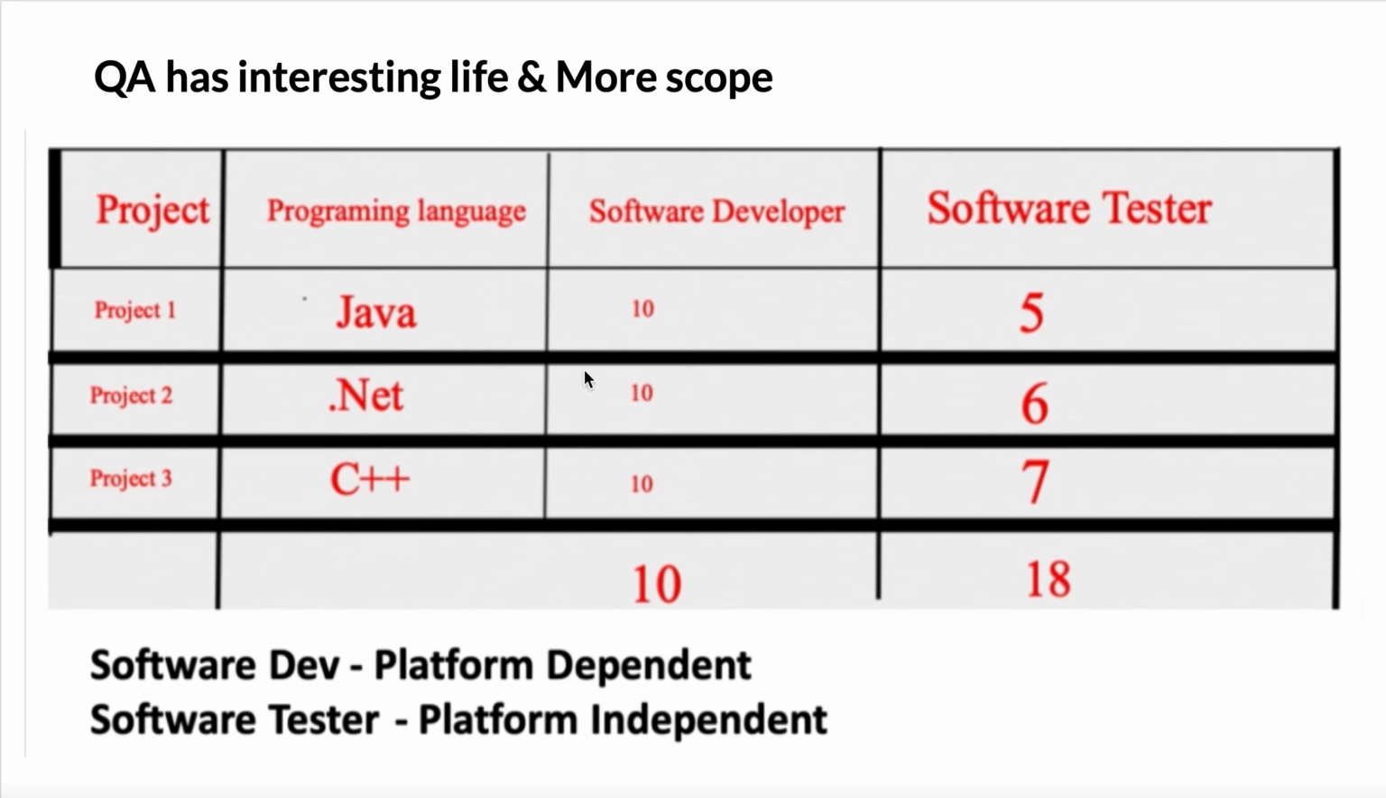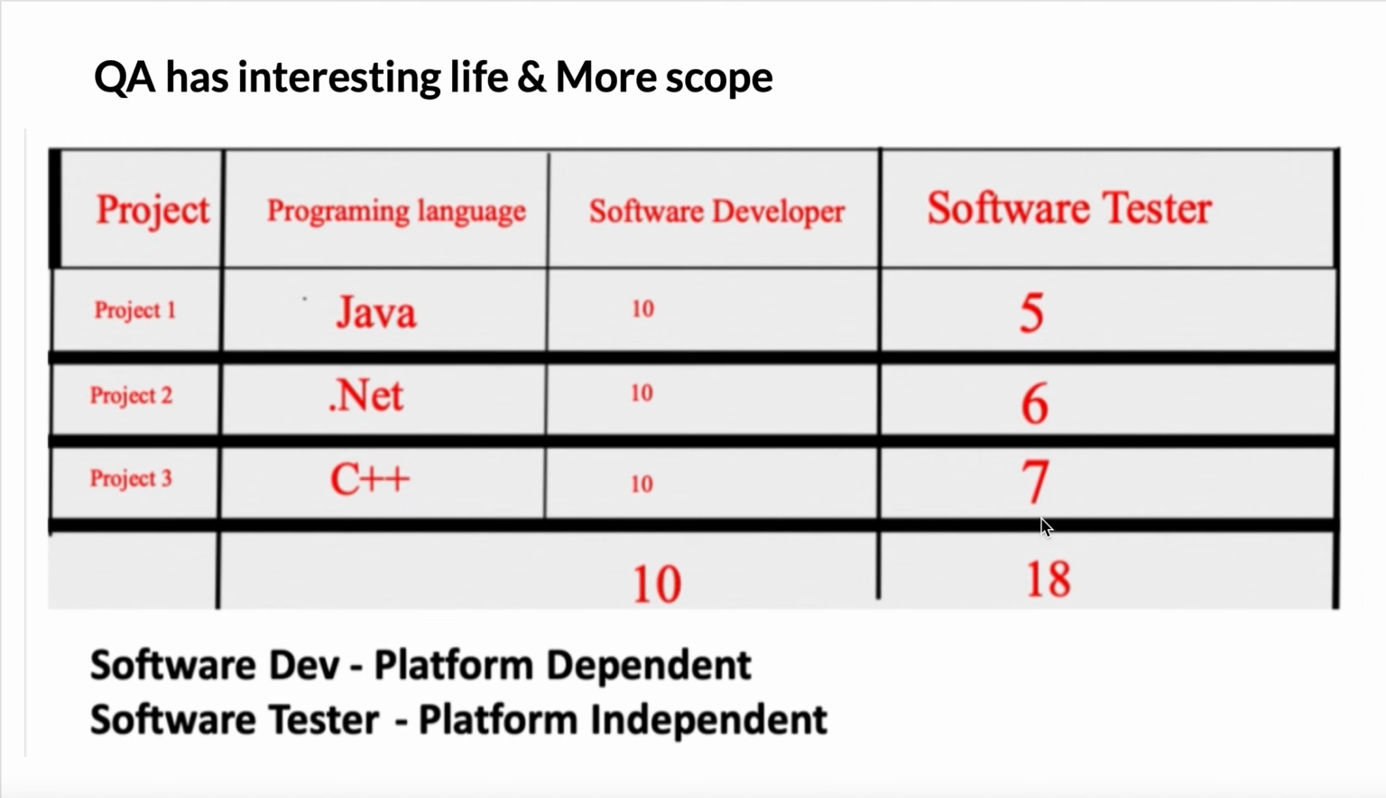Let's understand this table. If we see there are three projects or three companies having three different requirements: company 1, project 1, project 2, or project 3. This company has a requirement for Java developers, this one for .NET developers, and the third for C++ developers. Suppose there is a requirement of 10 developers for project 1, 10 for project 2, and 10 for project 3. Similarly, for software testers, the requirement for project 1 is 5, project 2 is 6, and project 3 is 7.